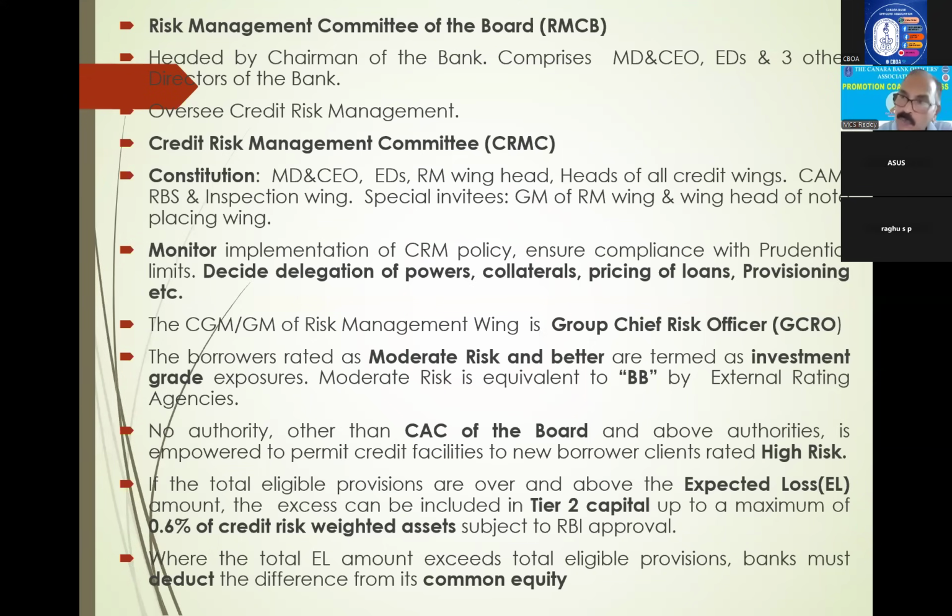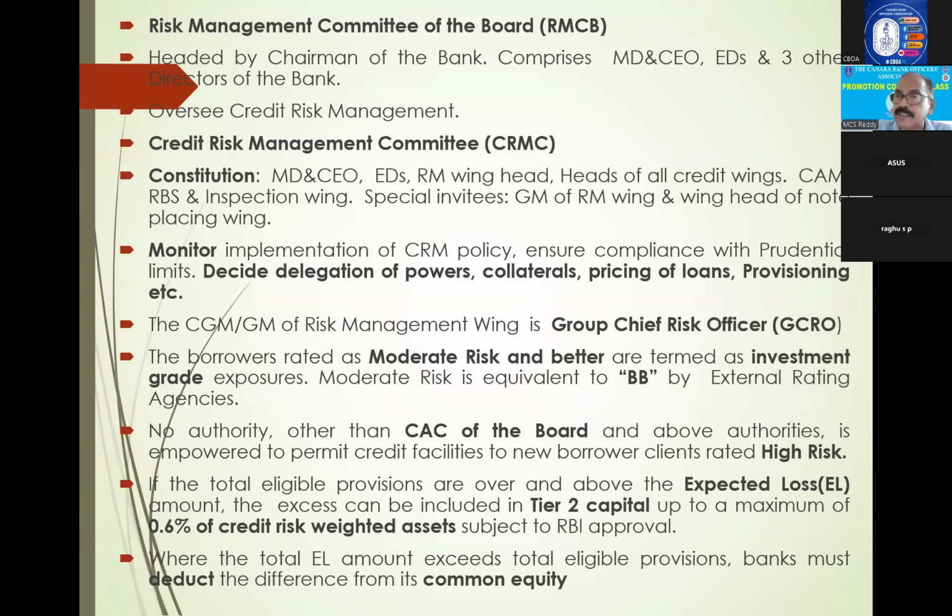Suppose our risk-weighted assets as on September are 7 lakh crores. Total assets, 10 lakh crores, multiplied by risk factor, then it has come to 7 lakh crores. Out of 7 lakh crores, 1.25% is 7,000 plus another 2,000 approximately, so less than 8,750 crores, something like that. Up to that amount, you can include under your Tier 2 capital provisions.